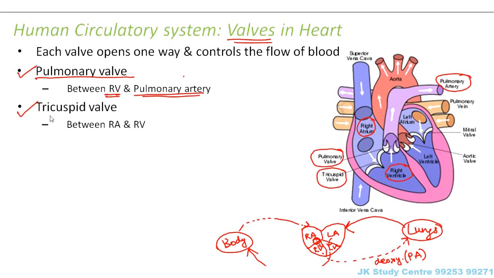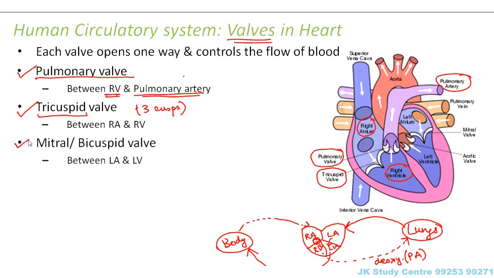Why is it called tricuspid? Tri means three, because it has three cusps. What are cusps? Cusps means nothing but flaps. So these kinds of valves have three flaps, so they are called the tricuspid valve. So it is present between the right auricle and right ventricle. Then the next one is the mitral valve or the bicuspid valve. Bicuspid would mean that it has two cusps or two flaps. It is present between the left auricle and left ventricle.